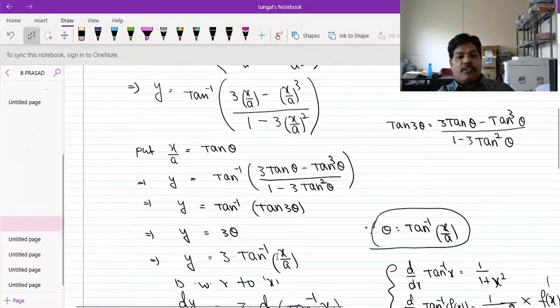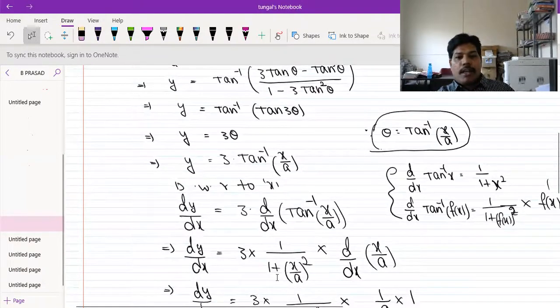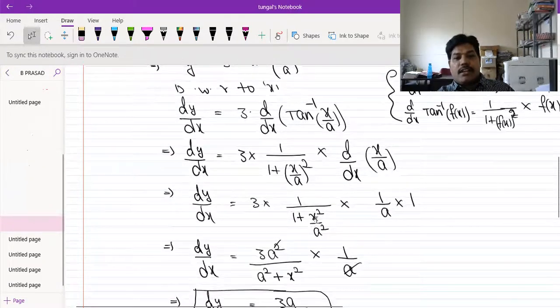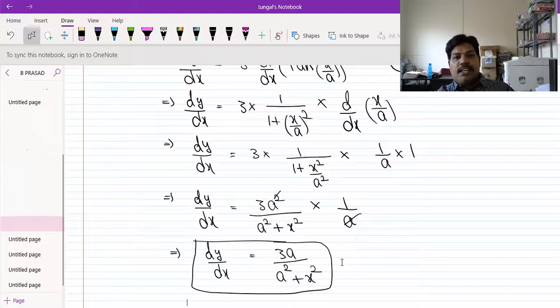The theta value is nothing but tan inverse of x by a. So for the derivative of tan inverse of x by a, what is that? It is 1 by 1 plus f of x whole square into f dash of x. Take that a square LCM here, it will become 3a square by a square plus x square, and the derivative of x by a is 1 by a. So a will be cancelled. You get dy by dx is equal to 3a by a square plus x square.